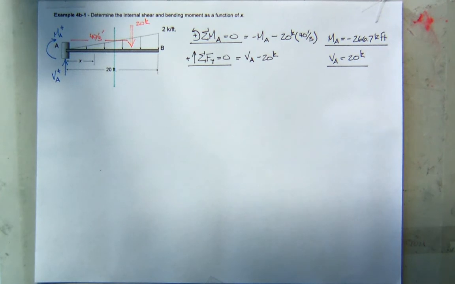Confusing, but bending moment has a sign convention. Just summing moments does not. You choose. But bending moment has a sign convention, and you're stuck with that.